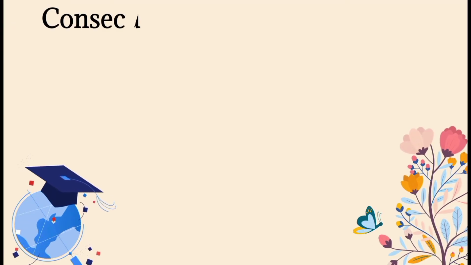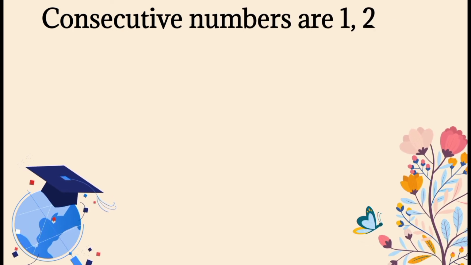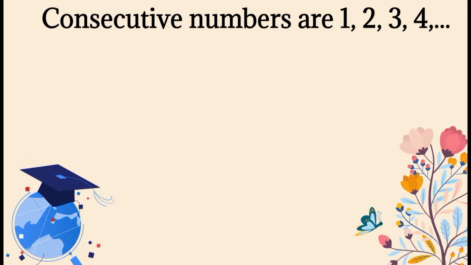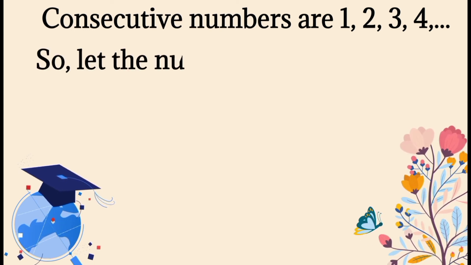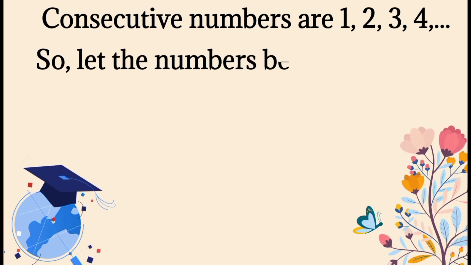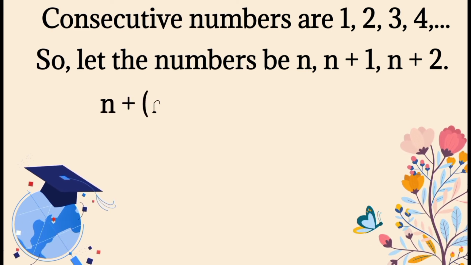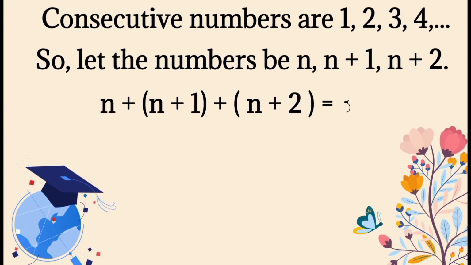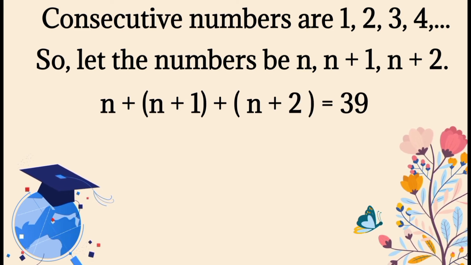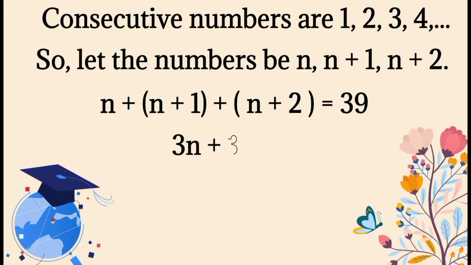Now, do you know what consecutive numbers are? They are numbers that follow each other in a sequence, just like our normal counting numbers 1, 2, 3, 4, and so on and so forth. So in this case, let the 3 numbers we are looking for be n, n plus 1, and n plus 2. So from the statement, the sum of these 3 numbers will give us 39. So we have n plus n plus 1 plus n plus 2 is equal to 39.